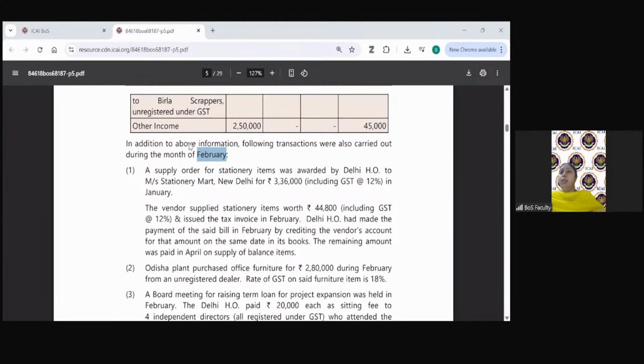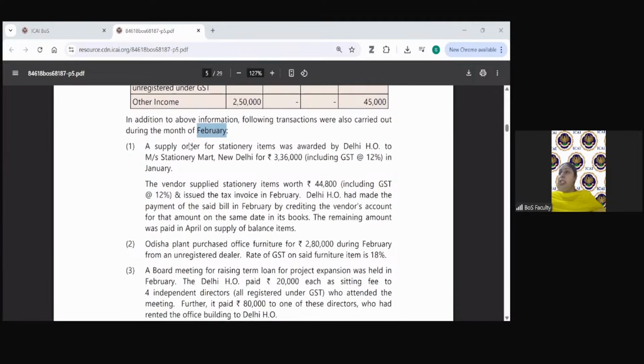Delhi HO has one more transaction of other income of 2,50,000. After that, we have the additional transaction. So if you want me to show you the additional transaction, let me take you to the additional transaction.